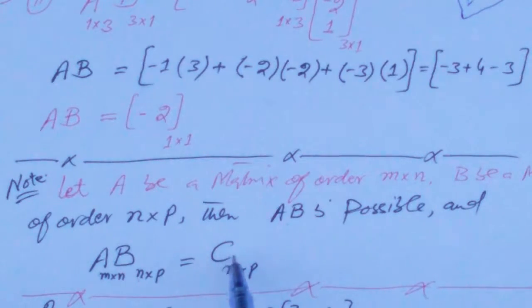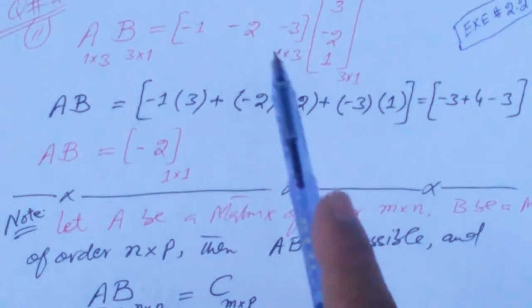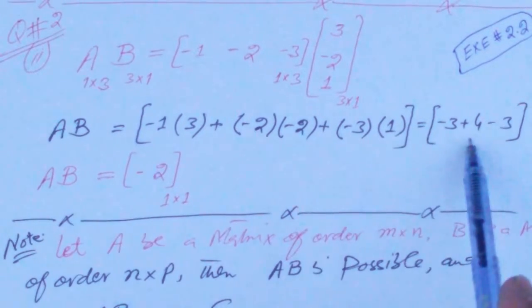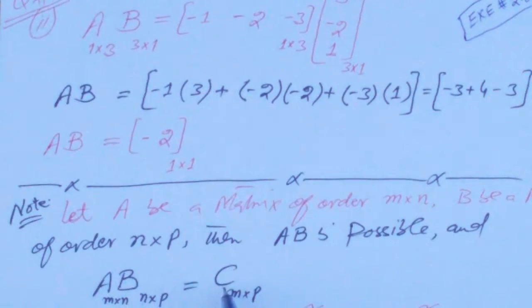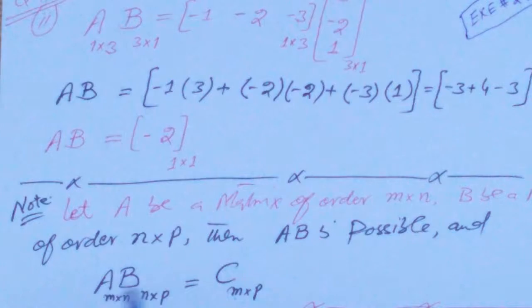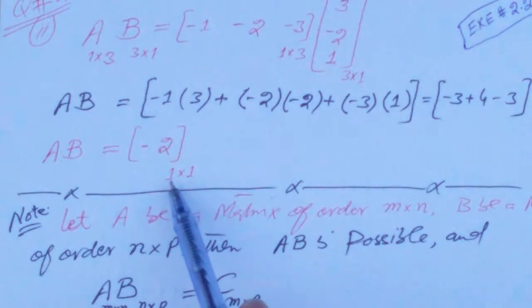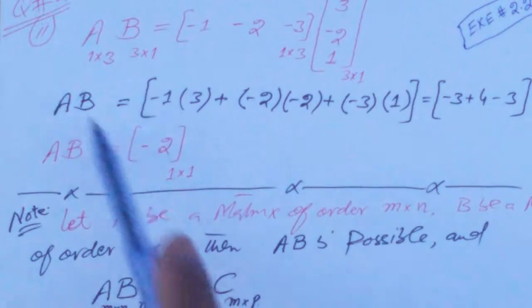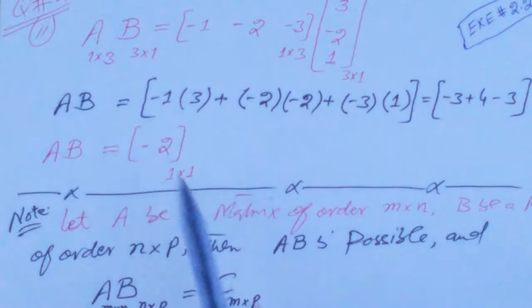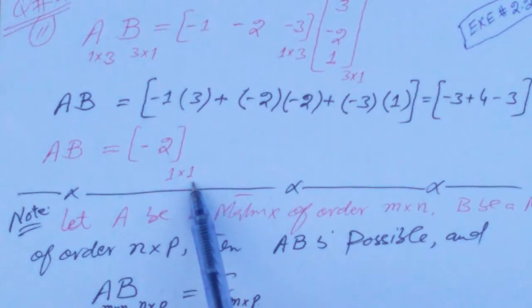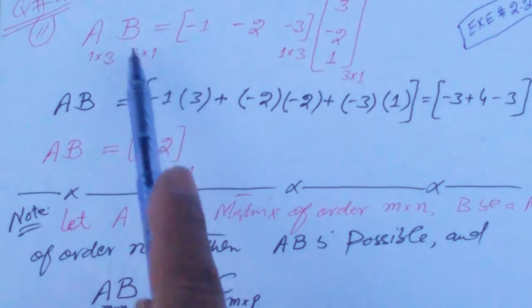So multiplication is possible, and after the multiplication, as explained in the counter example, we get a resultant matrix C. The rows of the resultant matrix will be equal to the rows of the first matrix, and the columns of the resultant matrix will be equal to the columns of the second matrix. So in this case, the order of the resultant matrix is 1 cross 1. There is 1 row, which is equal to the rows of the first matrix, and 1 column, which is equal to the columns of the second matrix.